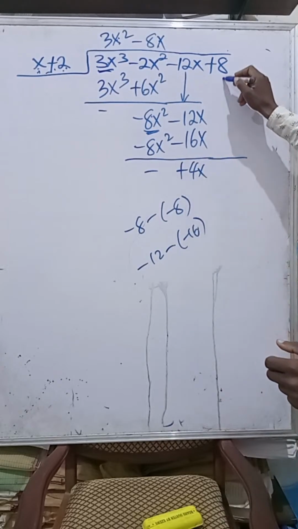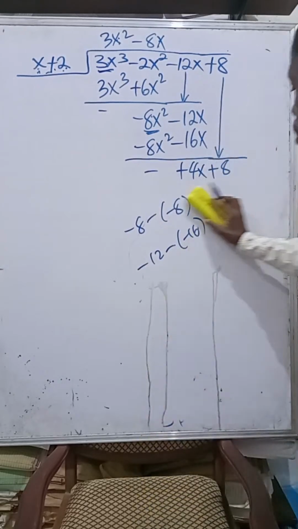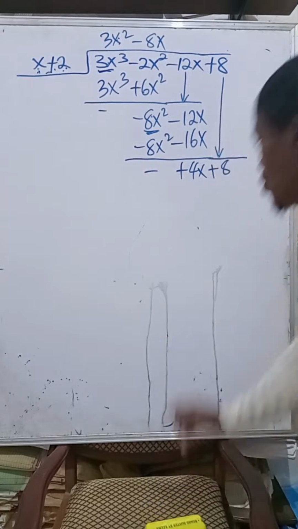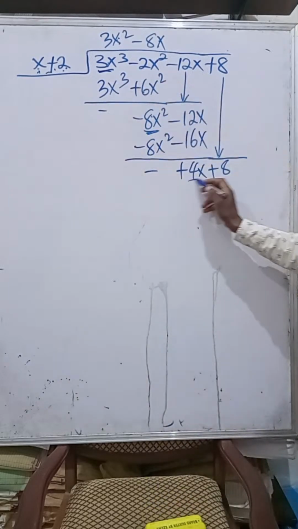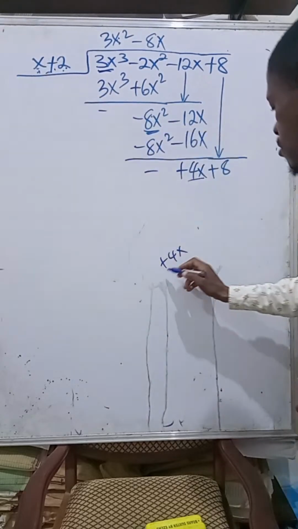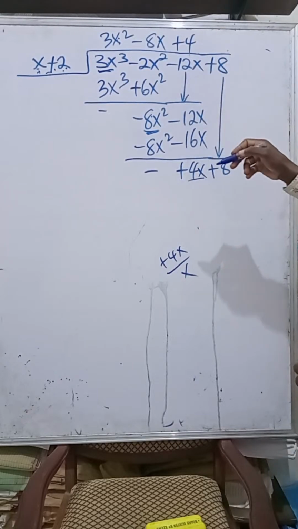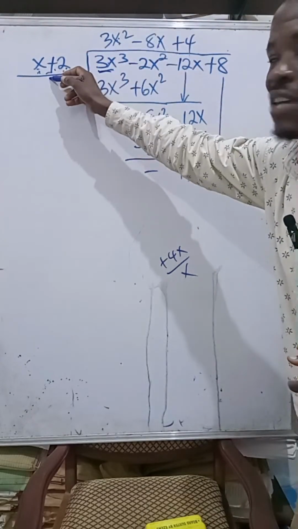Then you bring the next one down. That's plus 8. Then after that, you repeat the process. Take the first one here, plus 4x, over the first one here, over x. It's giving you plus 4.